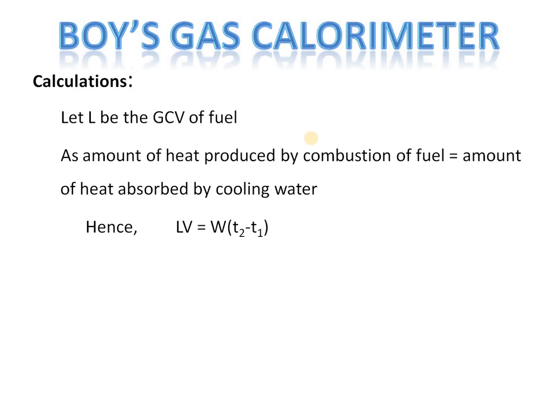Here capital W is the mass of water passed through the copper coil in time t. So the GCV of the given fuel, that is L, will be equal to capital W into (T2 minus T1) divided by V kilocalorie per meter cube.